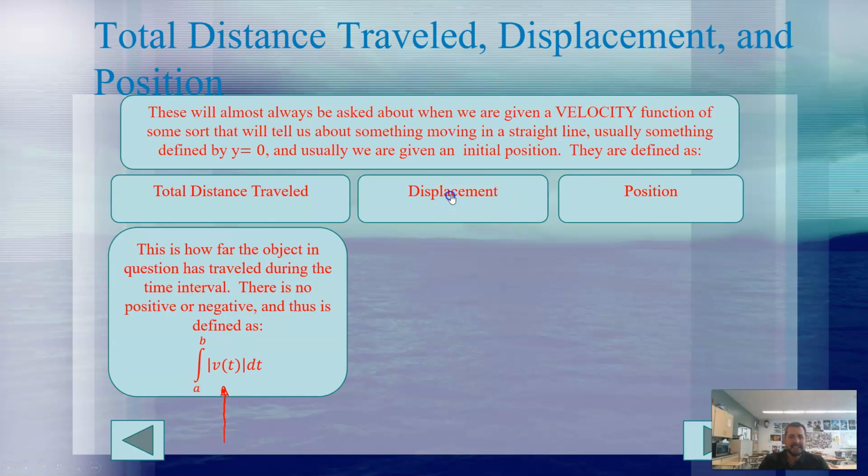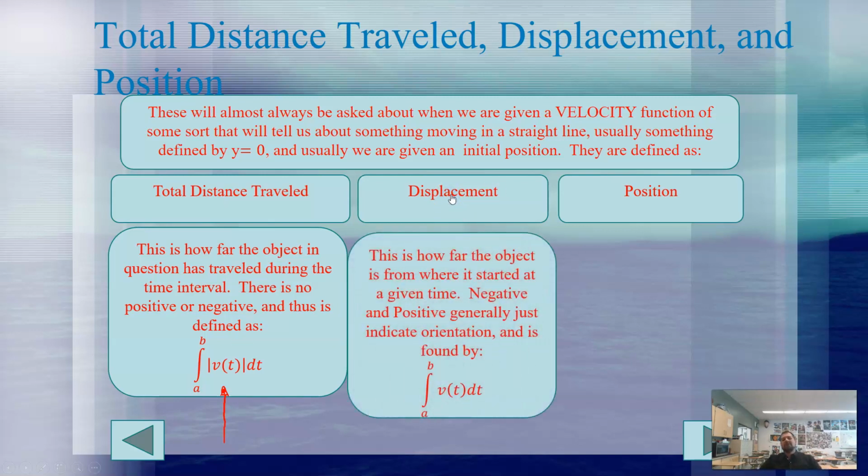The displacement is just how far you are from where you started. Negative and positive numbers with displacement just mean if you get a negative number, you're further to the left than you were when you started. If it's positive, then you're further to the right. The way that we find displacement is we do the integral from a to b of the velocity function. Notice that in this case there is no absolute value around the velocity. That's the difference between total distance traveled and displacement.